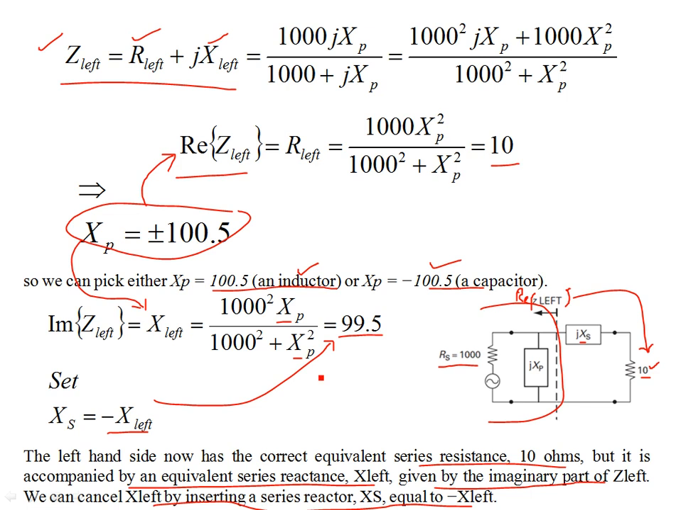Okay, so I hope I've made this point clear, because you are going to have an imaginary part and you're going to cancel it. And how are you going to cancel it? Just set your series reactor equal to the negative of X left, and that's it. You have matched your 1000 ohm source resistance, in this case, to a 10 ohm load resistance.